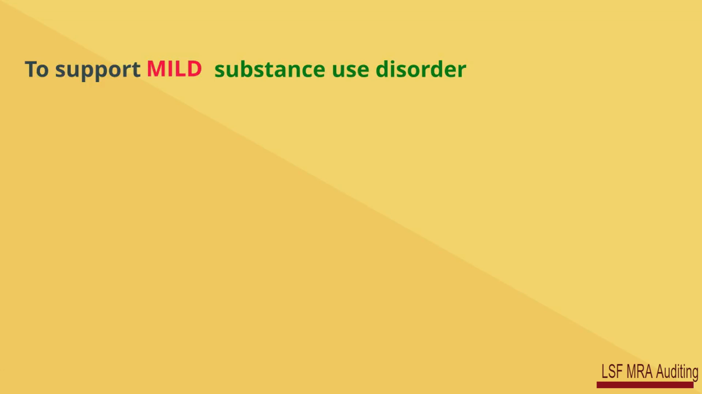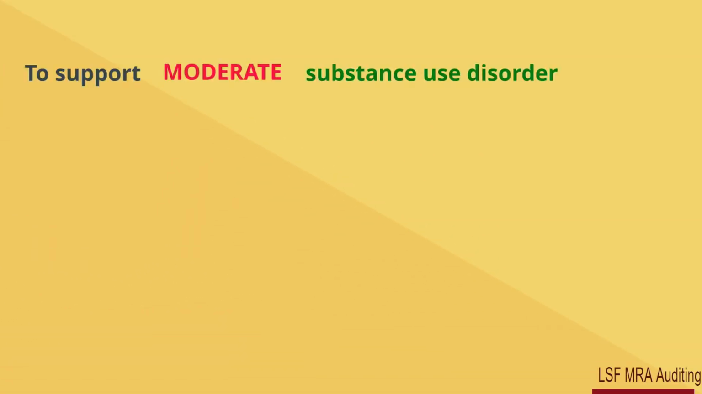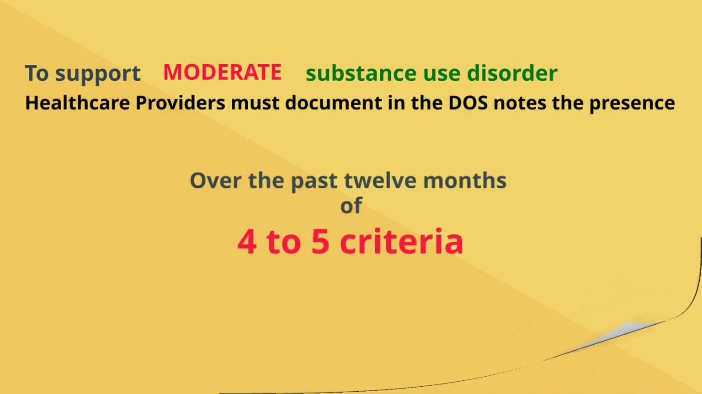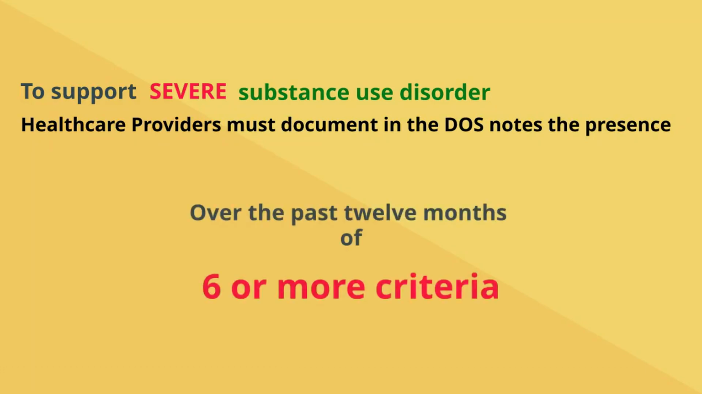To support mild substance use disorder, healthcare providers must document in the notes the presence, over the past 12 months, of 2 to 3 criteria. To support moderate substance use disorder, healthcare providers must document in the notes the presence, over the past 12 months, of 4 to 5 criteria. To support severe substance use disorder, healthcare providers must document in the notes the presence, over the past 12 months, of 6 or more criteria.